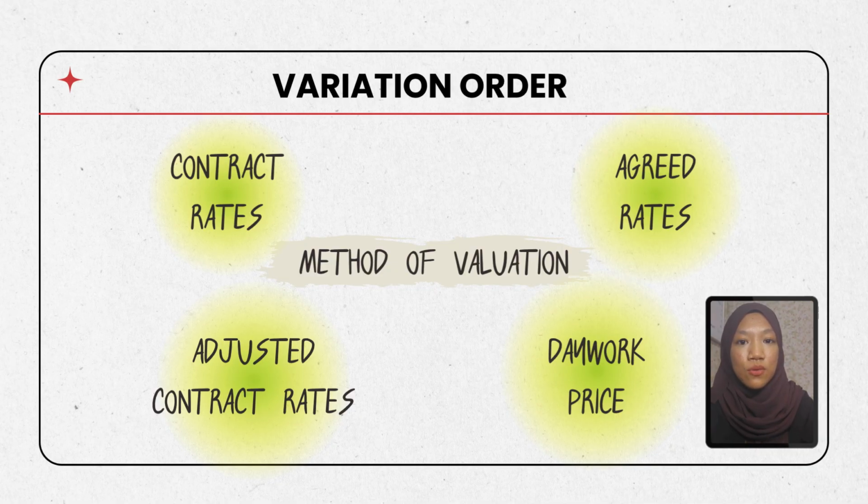Then the last method is day work price. This method is used when the variation cannot be measured accurately in advance, such as emergency work or unforeseen conditions. The contractor is paid based on the actual labor, materials, plant, and equipment used, together with the agreed overheads and profit. In summary, variation orders are valued using the most appropriate method, starting with the contract rates whenever possible and only using agreed rates or day work prices when the previous methods cannot be applied.